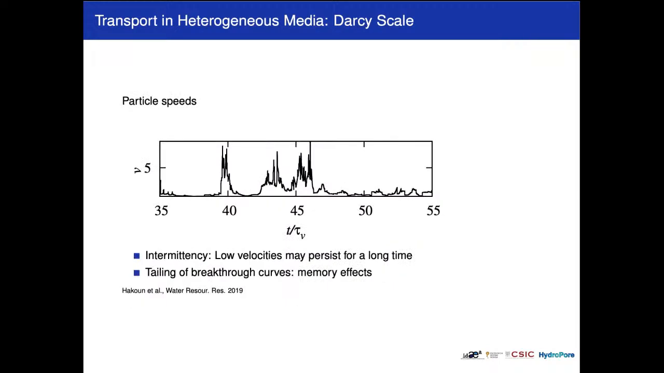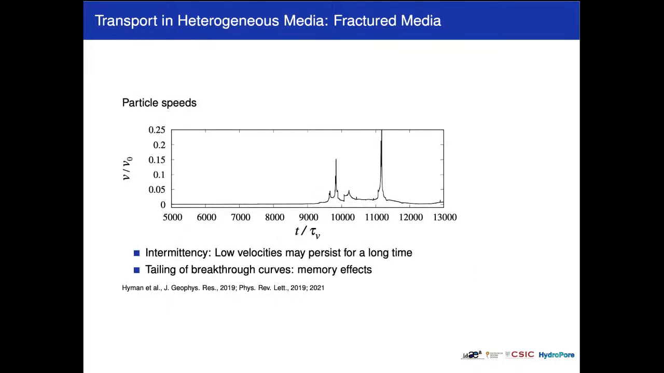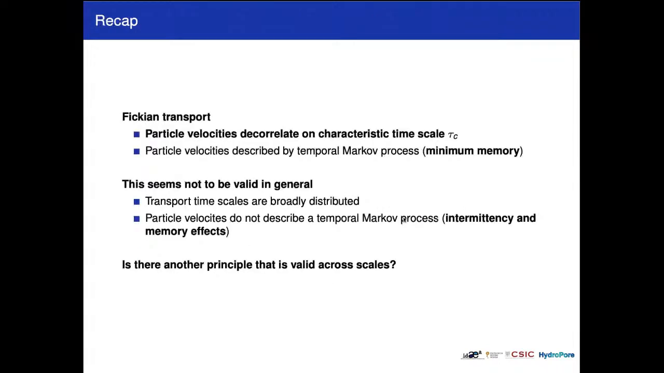And again, velocity time series, they show this intermittent behavior. No? Particles are retained in low velocities and fluctuate relatively fast when they go into high velocities along a streamline. And in discrete fracture networks, we have the same behavior. Breakthrough curves, again, depend on the injection condition and show very strong tailing. Similar, and we have a similar phenomenology for the particle velocities, again, intermittency, and memory effects because of retention in low velocities. So a quick recap.